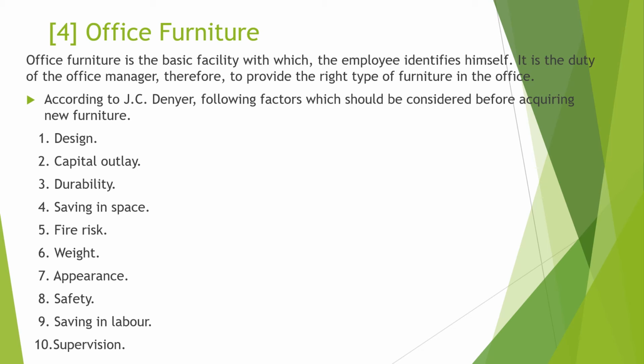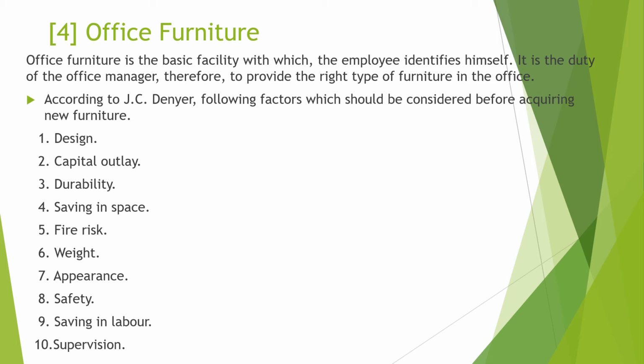Next point is fire risk. The fire risk is better with metal than with wooden. Next is appearance. Furniture should not only be pleasing to the eye, but the workmanship is an important factor.